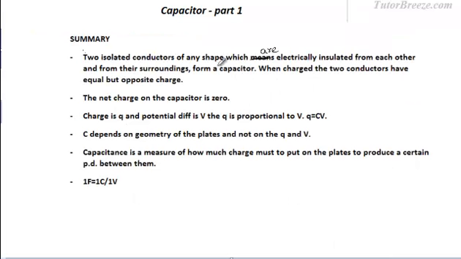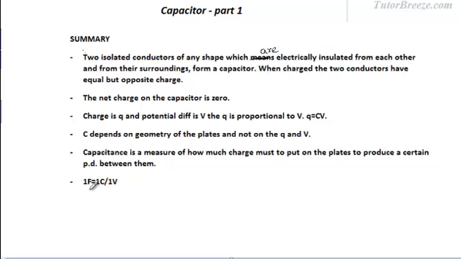Two isolated conductors of any shape which are electrically insulated from each other and from their surroundings form a capacitor. When charged, the two conductors have equal but opposite charge. The net charge on the capacitor is 0. The charge on the plates of the capacitor is Q and the potential difference is V, and Q is proportional to V. So Q is equal to C times V. The capacitance C depends on the geometry of the plates and it does not depend on the value of Q and V. The capacitance is a measure of how much charge must be put on the plates to produce a certain potential difference between them.